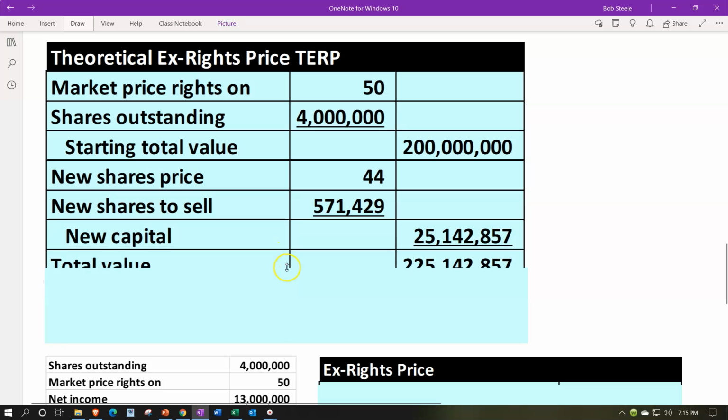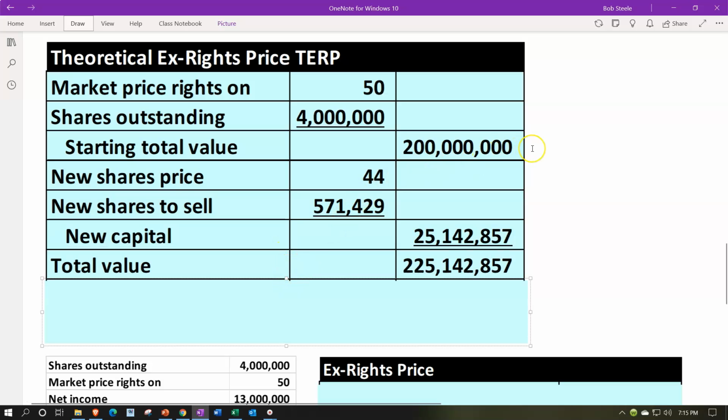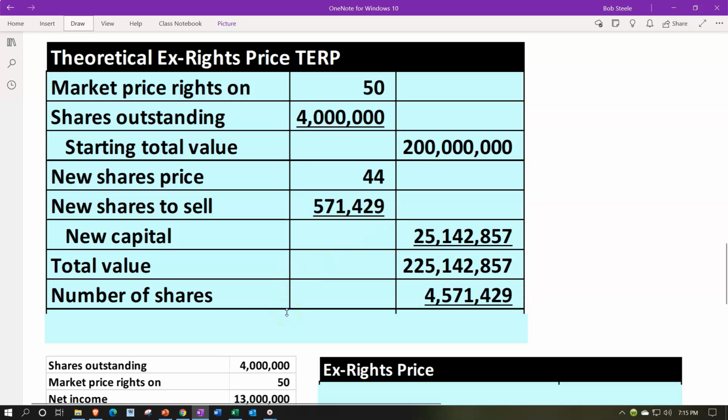So if we add this up, then we're going to say the total value of the company now is, we would imagine, to be the 200 million plus the 25,142,857, giving us the 225,142,857 for the total value. So it went up because, of course, the cash went up. That makes sense.